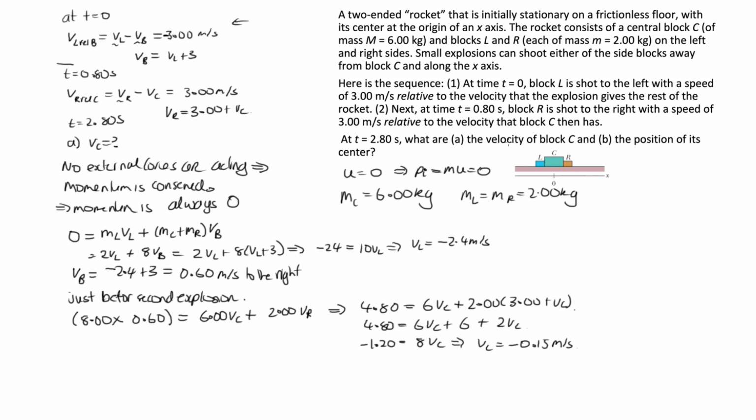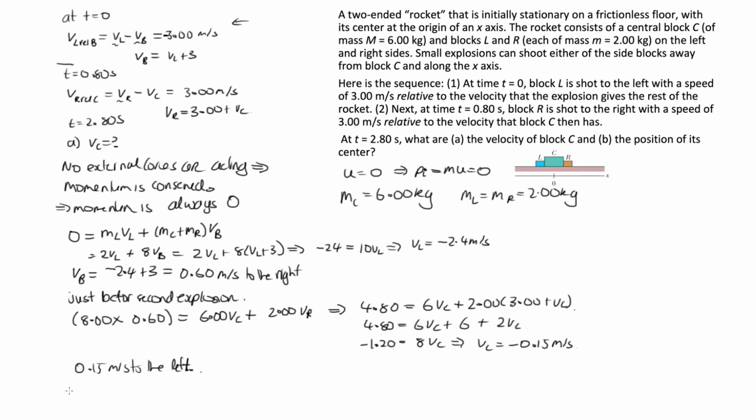So we were asked to find the velocity of block C after these explosions. And this is what we found here. The negative sign indicates that it's to the left. So we can write this as 0.15 meters per second to the left. Okay, so that was part A.